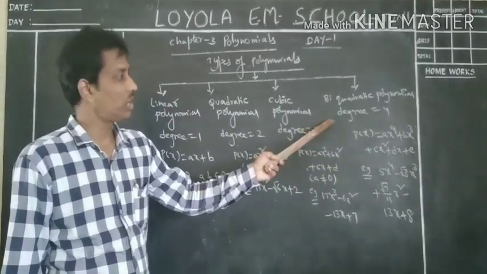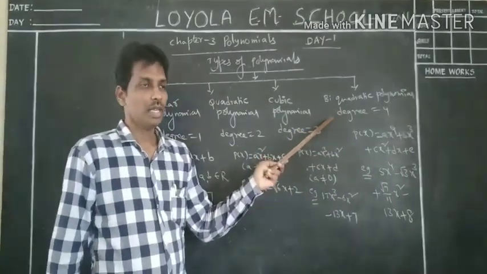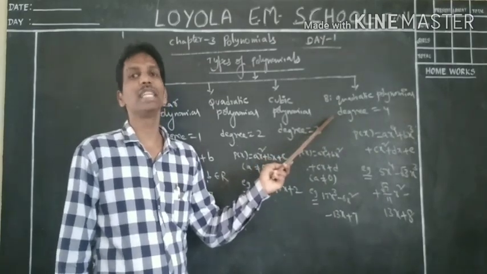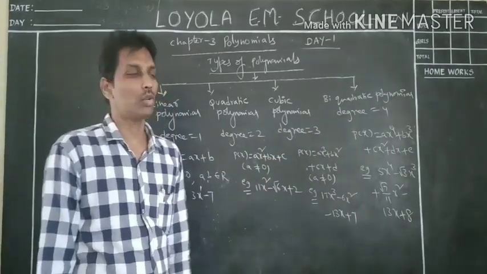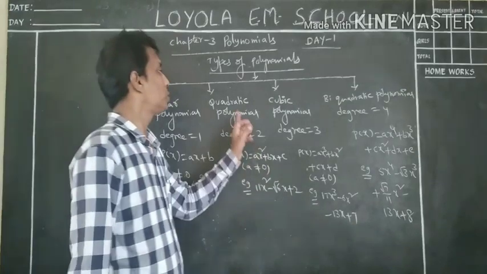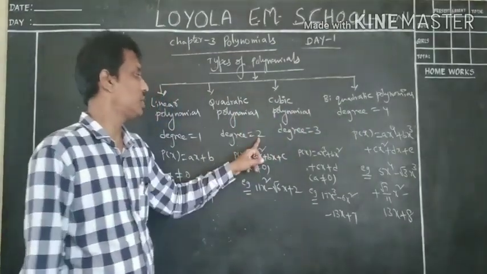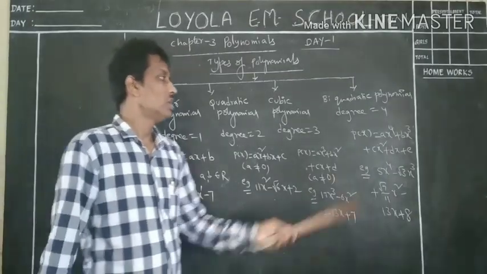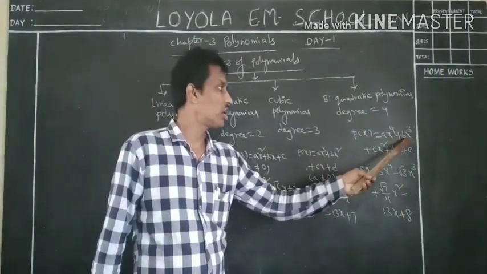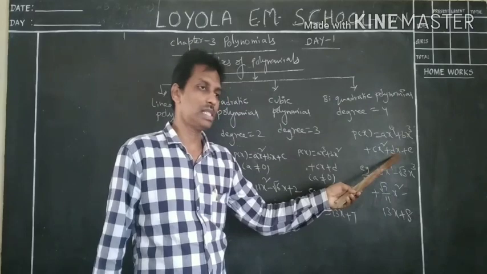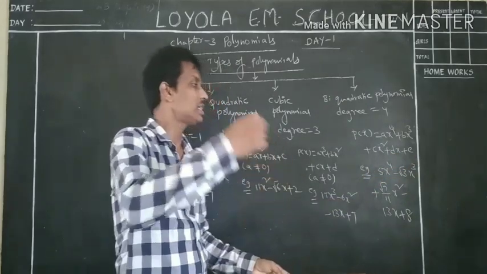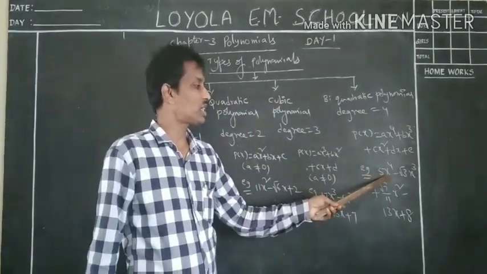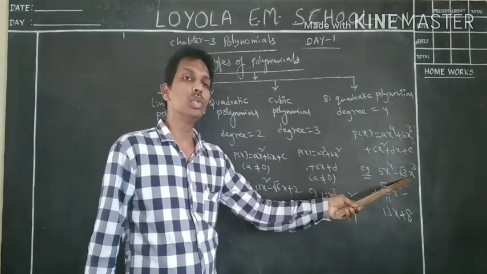Let us go to the last one, biquadratic polynomial. A polynomial in which its degree is 4 is known as a biquadratic polynomial. These two are similar. You see, quadratic means 2, biquadratic means degree 4. So the general form is ax power 4 plus bx cube plus cx square plus dx plus e. The number of terms are increasing. Example, 5x power 4 minus root 3 x cube.